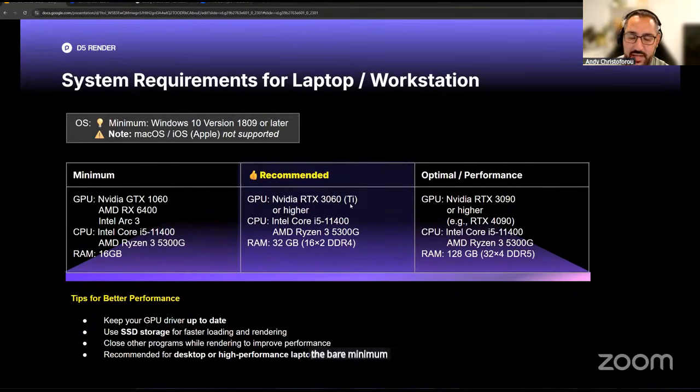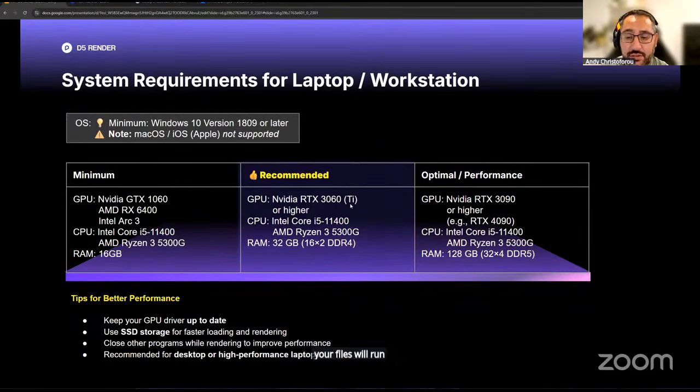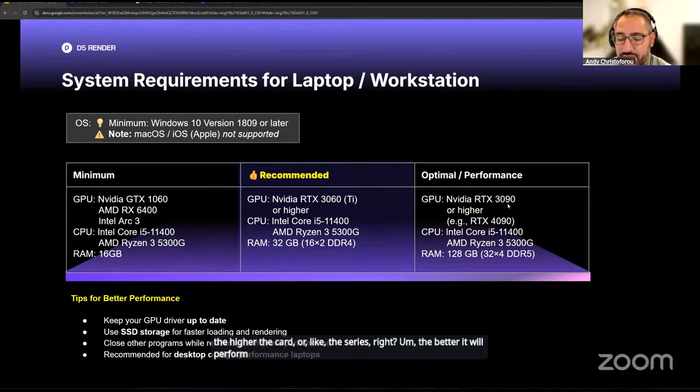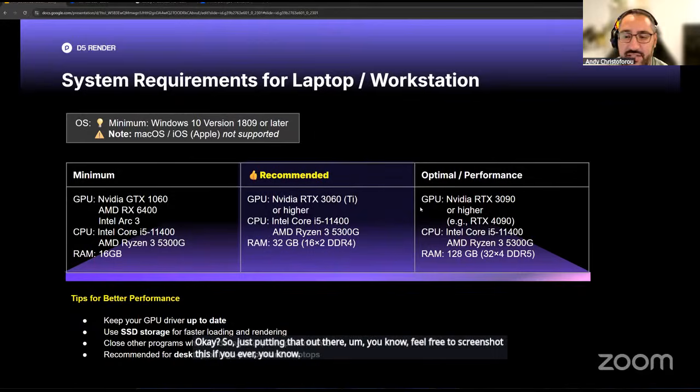Based on how good your hardware is, that determines how big or smooth your files will run. You can't do a large master plan on a weaker card. The higher the card or series, the better it will perform. If your computer is running really poorly and the files are very slow, you might need a hardware upgrade. Just putting that out there. Feel free to screenshot this if you are ever PC hunting.